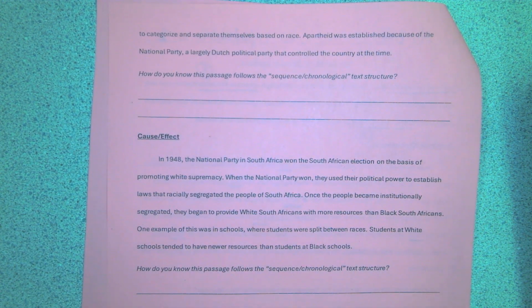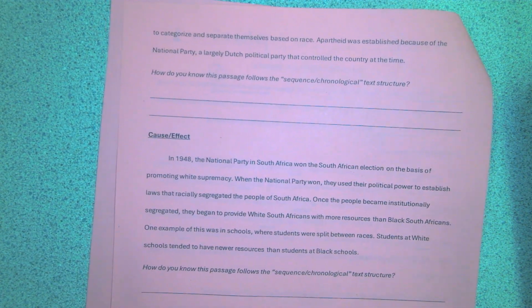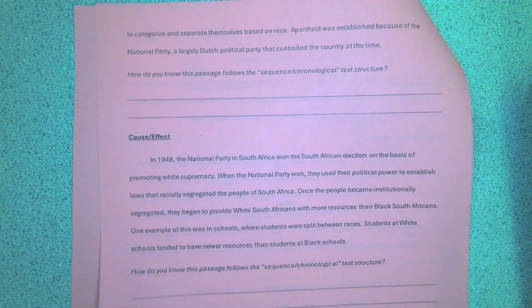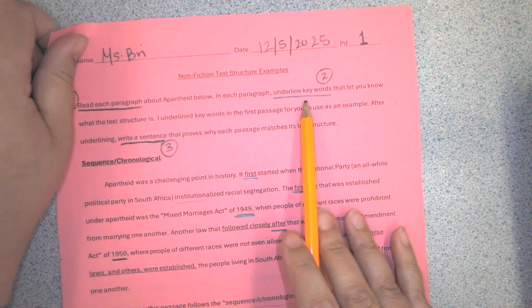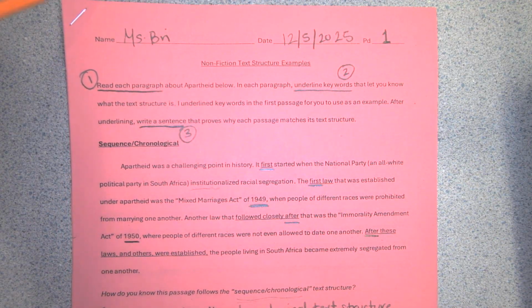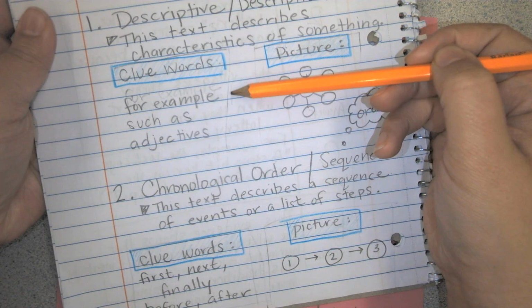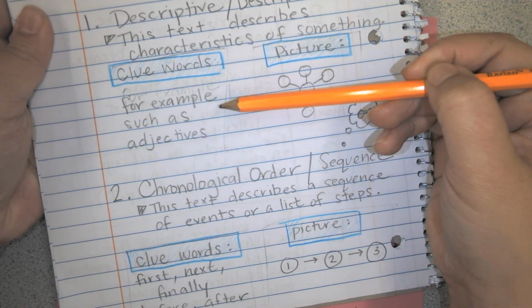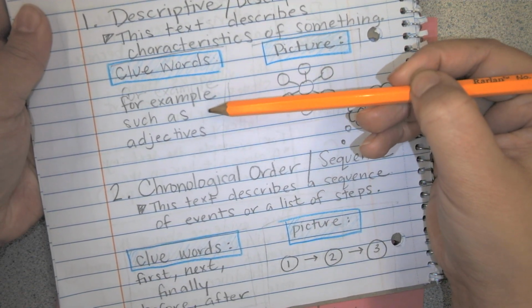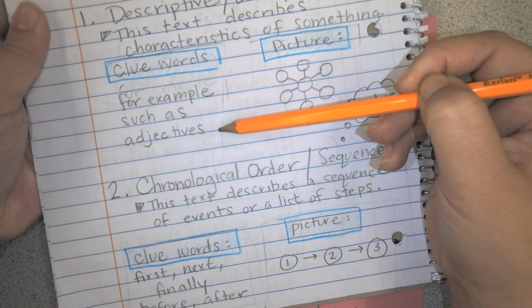Okay, so now I've read that, right? I've gotten a lot of information or a lot of facts about apartheid. So I'm going to go back. What's my second step again? I need to underline any key words that let me know what the text structure is. If I look at my notes, my keywords or my clue words are things like for example, such as, so any examples would count, or any adjectives that describe what apartheid was like. Okay?